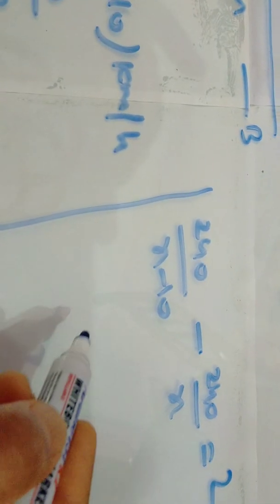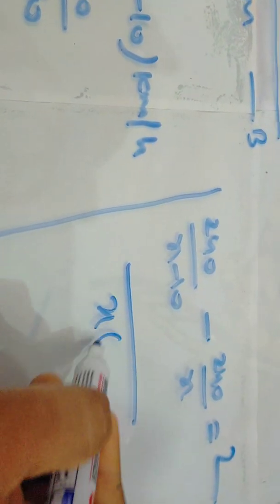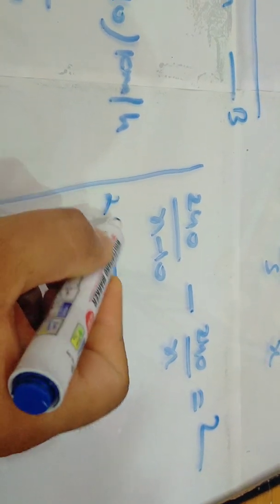So the value of t2 I have substituted here, 240 upon x minus 10, and the value of t1 is 240 upon x, and it is equal to 2. So we have to simplify this equation, make the quadratic equation and then get the value of x. Now we have to take the LCM over here. The LCM is x and x minus 10, and 240 you can take common.